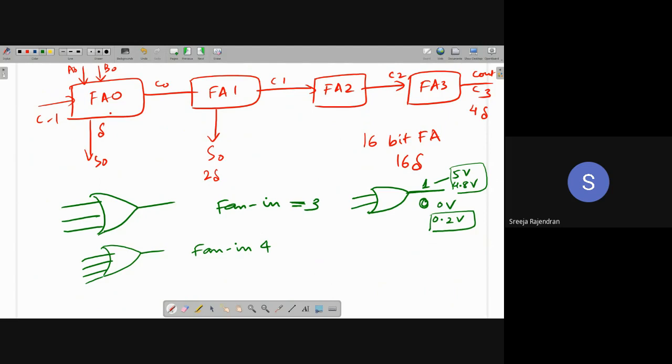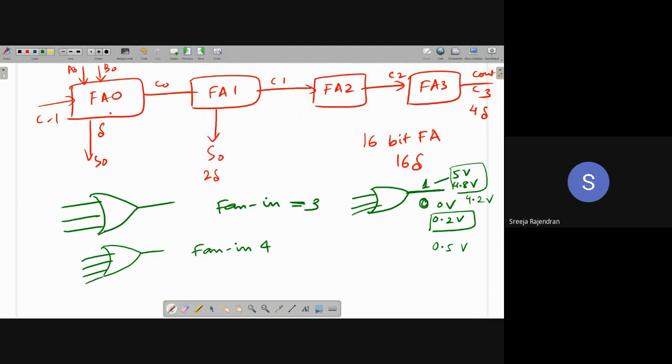But what happens is that when I try to increase the number of inputs, my gate will not be able to generate a strong 0 or a strong 1. So this value might fluctuate. Maybe it will go to 0.5, or this voltage level might dip to 4.2. So I'm not able to generate a strong 0 or a strong 1 if I continuously add on inputs to a gate.